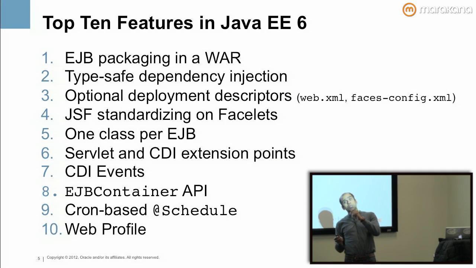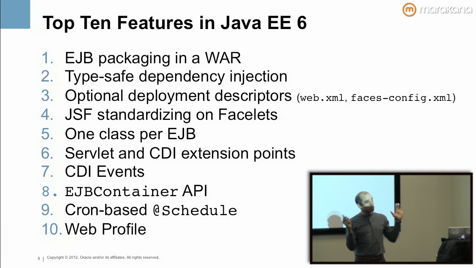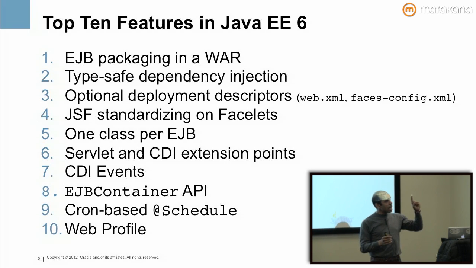Lots of features in Java EE 6 in general. Simplified EJB deployment: typically when you say EJB, people just push back. Oh no, this is bulky, heavyweight. But it's a single class, no deployment descriptor, packaged in a WAR file. That's how we define EJB. Just a POJO with an annotation on it. That's about it. That's what EJB gives you.